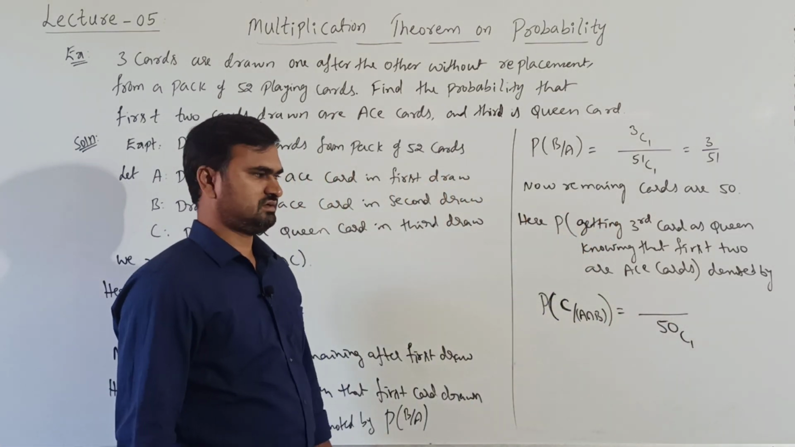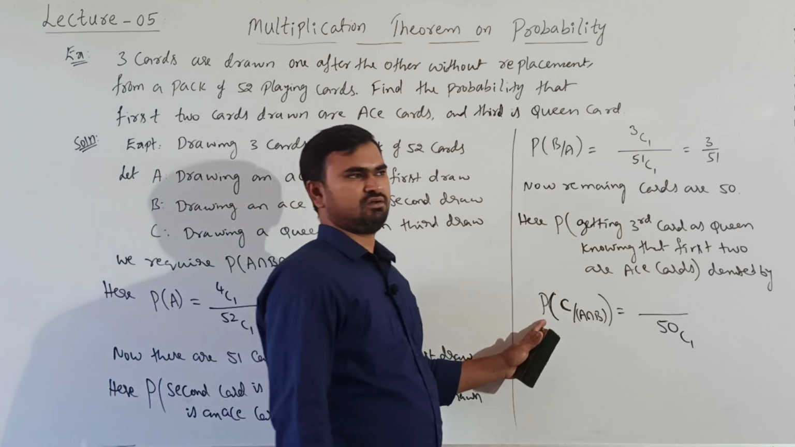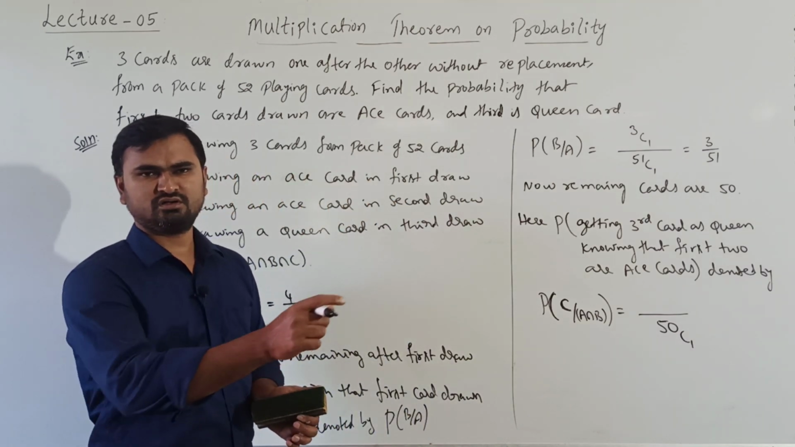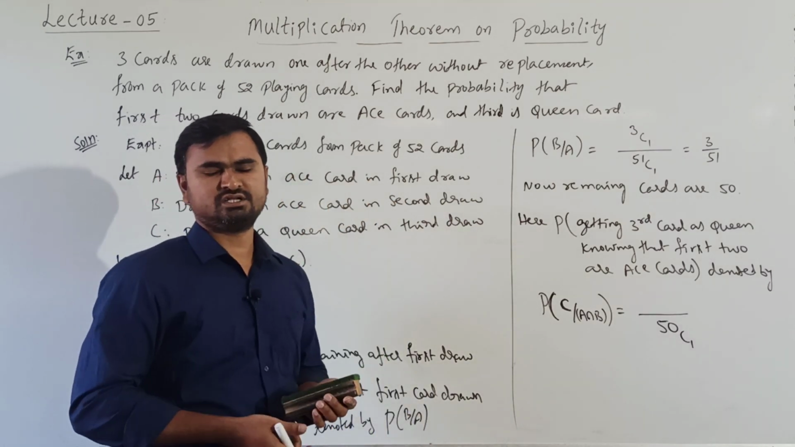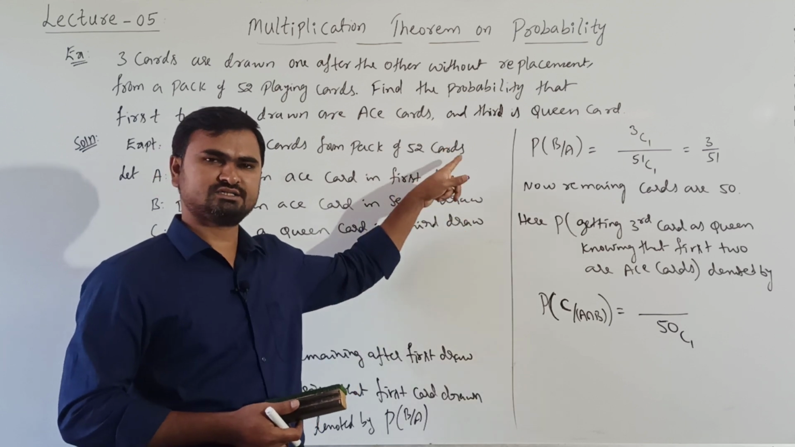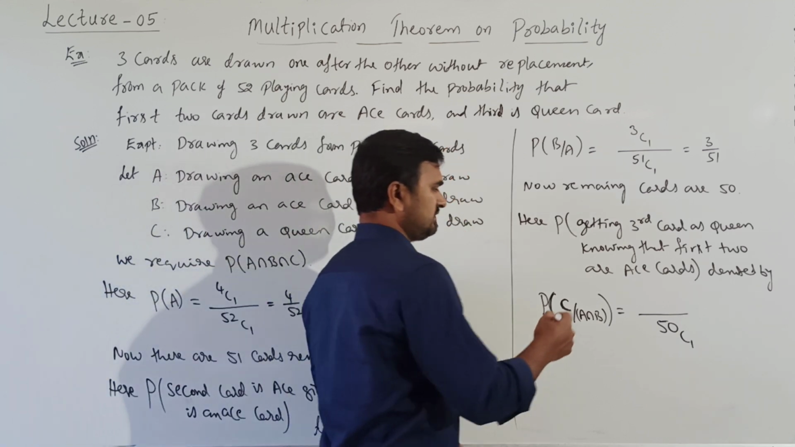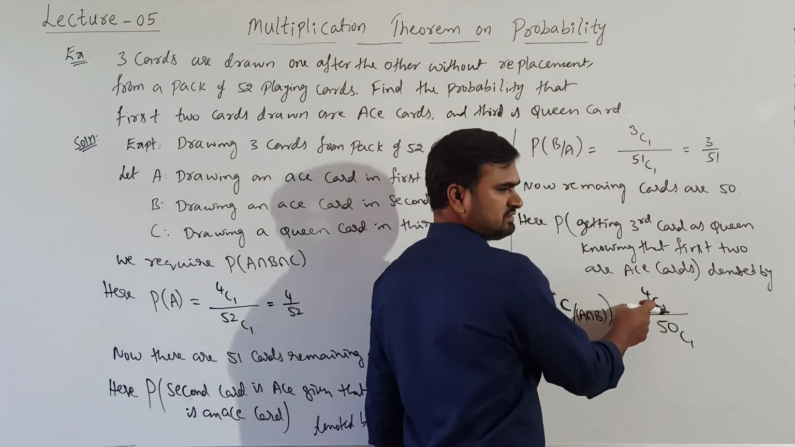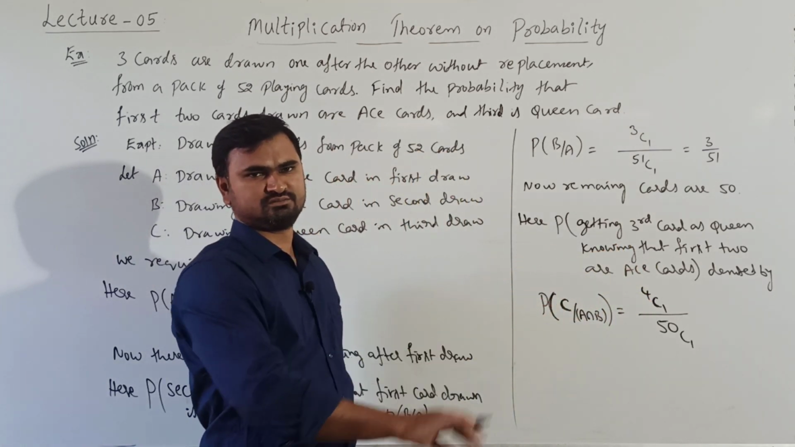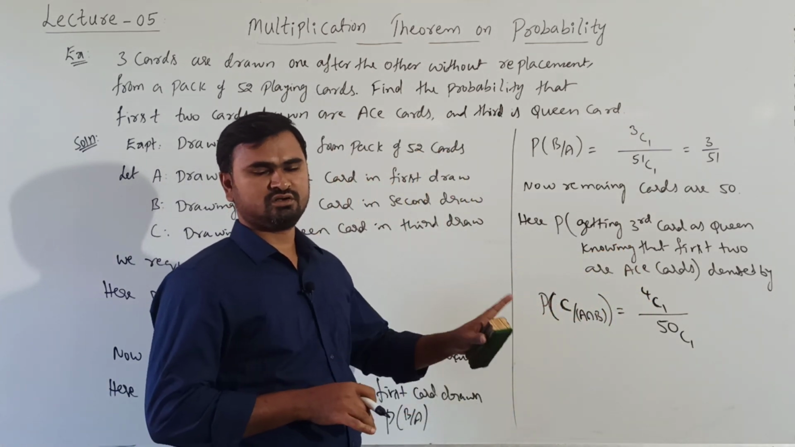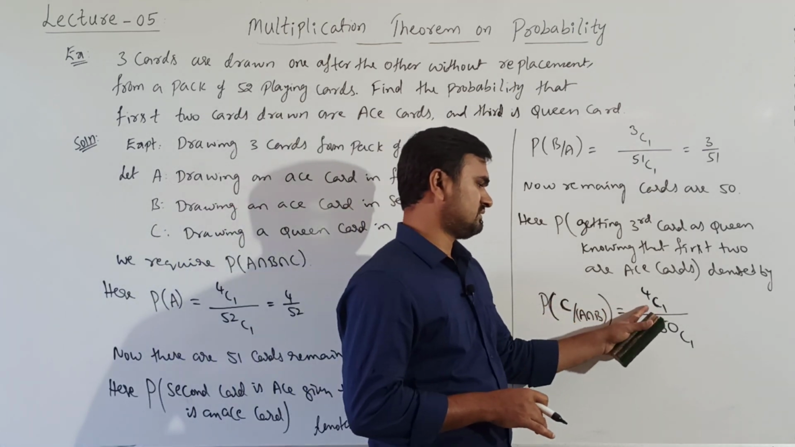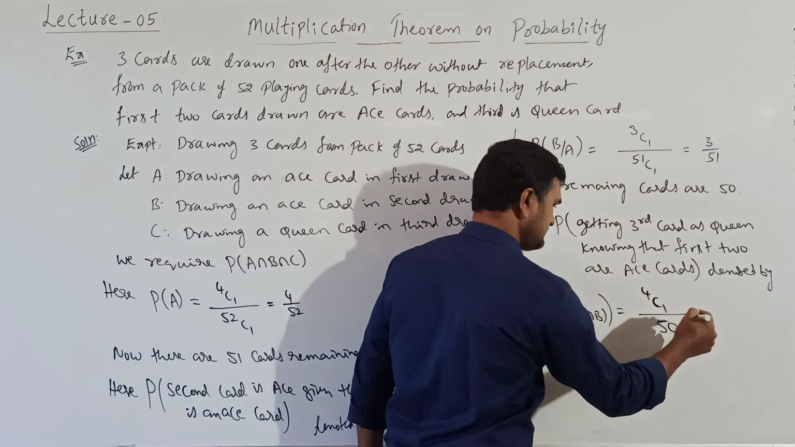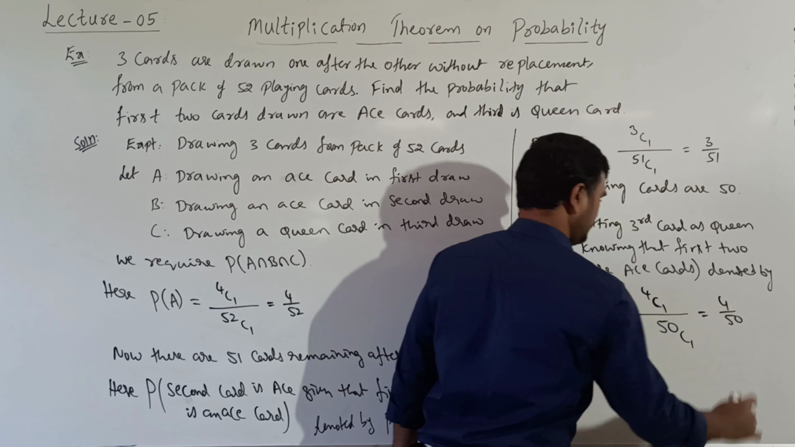So 50C1. What is the numerator? We need queen cards. How many queen cards are there? We have drawn two ace cards. Okay, there is no condition on queen cards. So 4 queen cards are still remaining. From that we are drawing one card. So it is 4C1. Understand? Queen cards are there, 4 only. We have not drawn any queen cards. We have drawn two ace cards. So there are 4 queen cards. We are interested in drawing one card. So it is 4C1 divided by 50C1, which is 4 by 50.